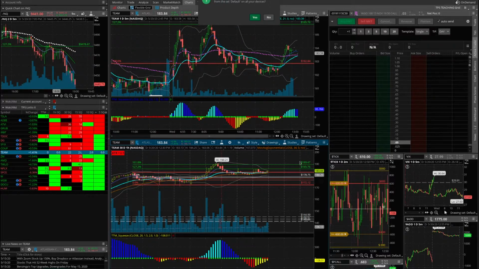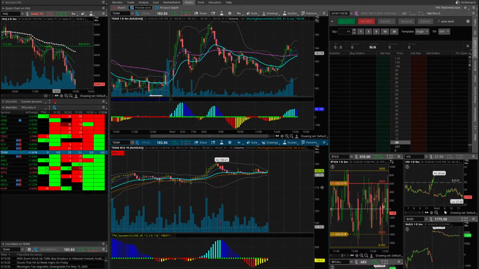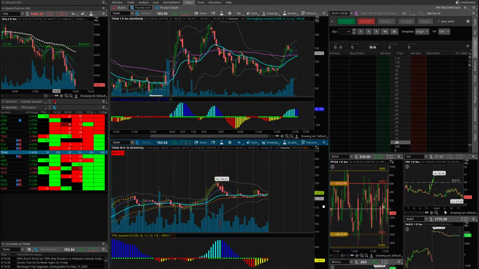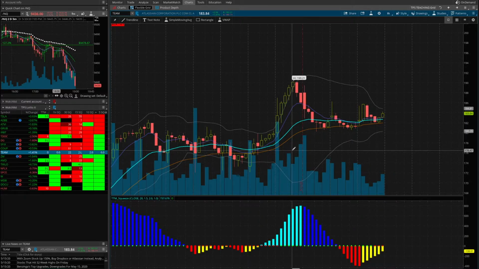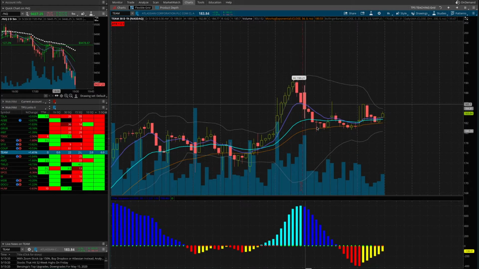We see that TEAM has a squeeze forming on the 1 hour chart near the averages, and let's check to see if we have a pattern. So within this hourly chart, do we have a pattern? The answer would be yes. Spike up, consolidation, pullback, consolidation near the averages.